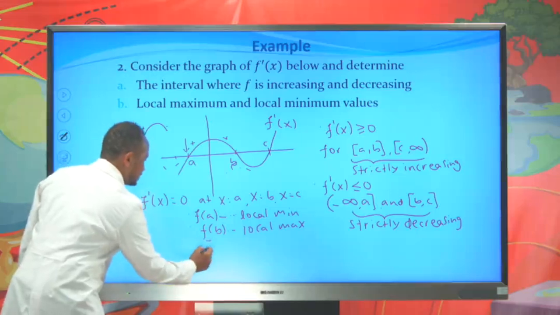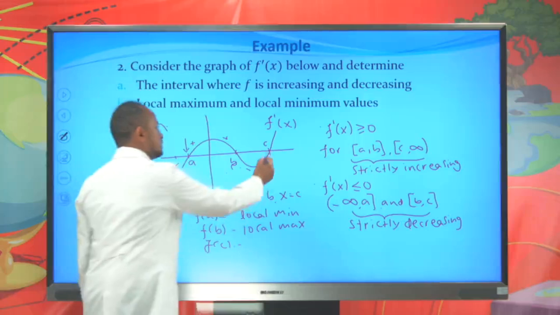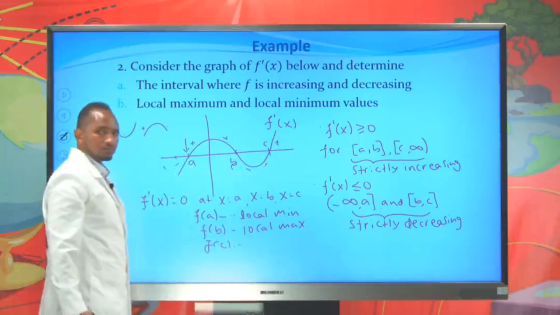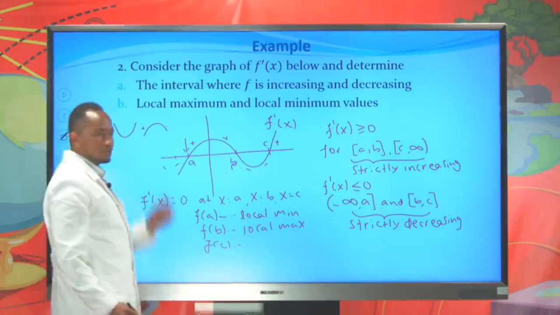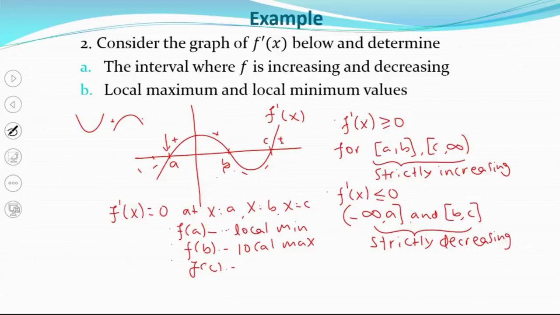And at c, the derivative is changing sign from minus to plus. Minus to plus means a local minimum. So f of c is a local minimum point. So this is it. We'll continue to the next part.